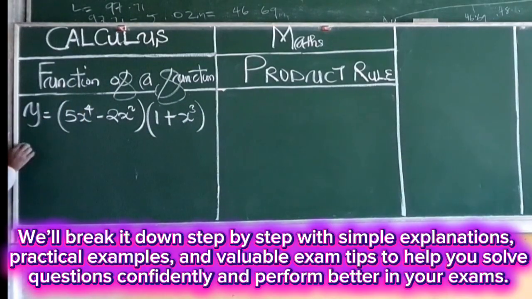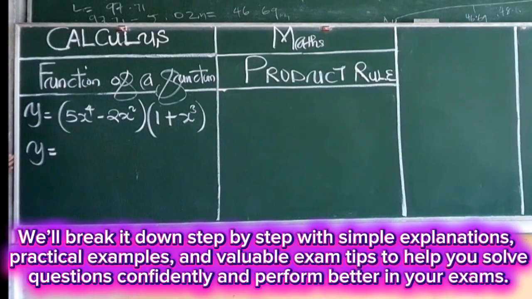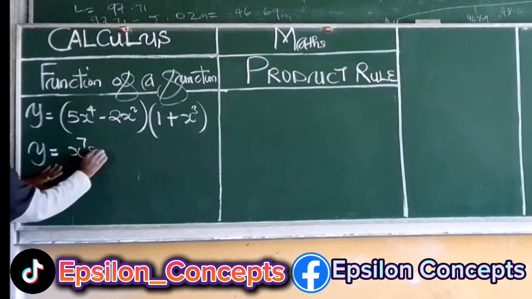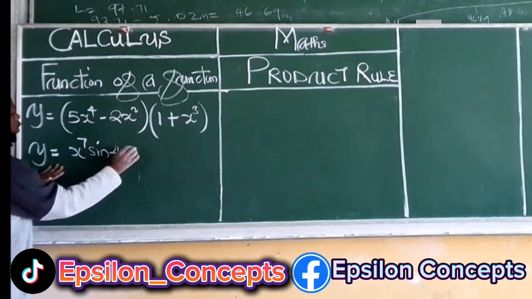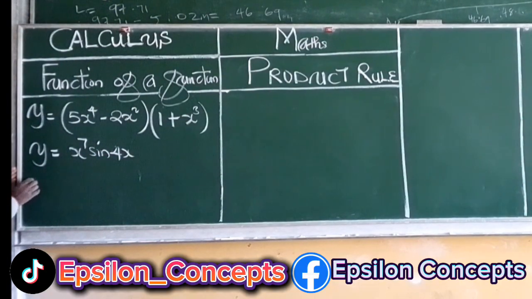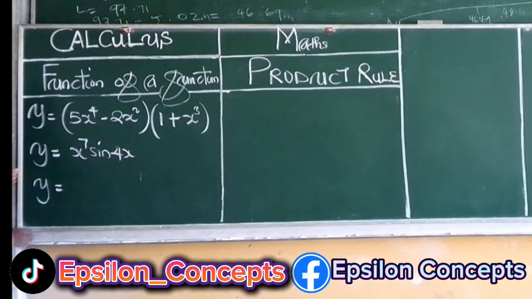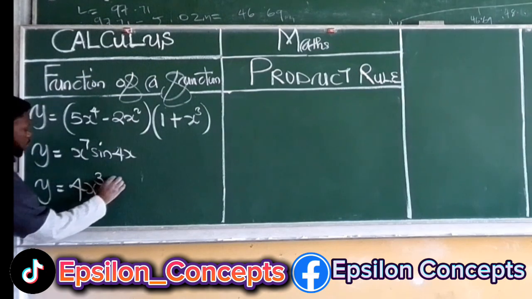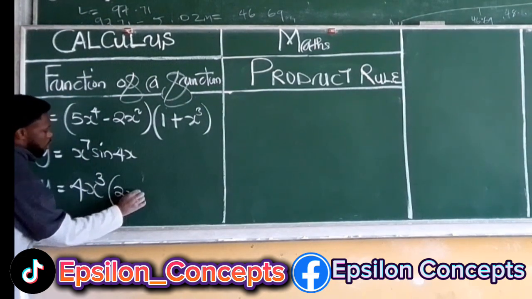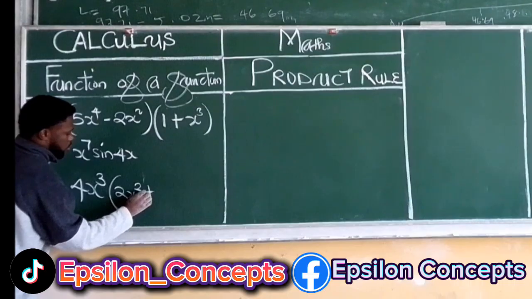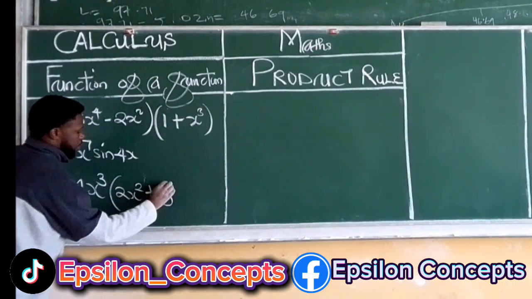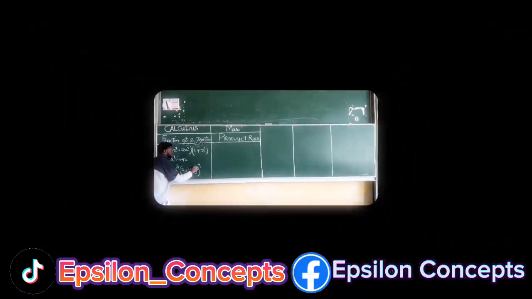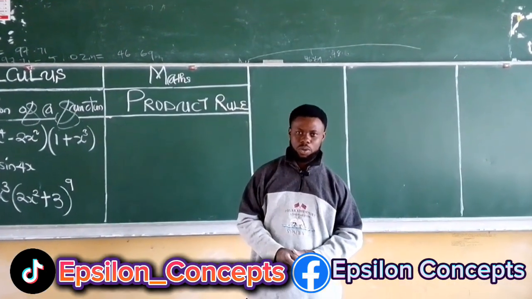Another example is that if y is a function of x, then y is equal to x raised to the power of 7 sine 4x. Another example is y is equal to 4x raised to the power of 3 in bracket 2x squared plus 3 raised to the power of. All these are examples of product rule.